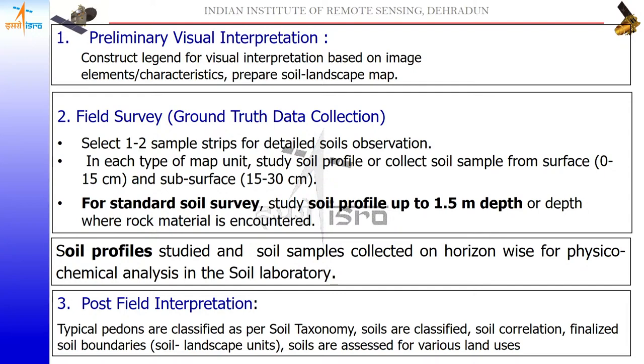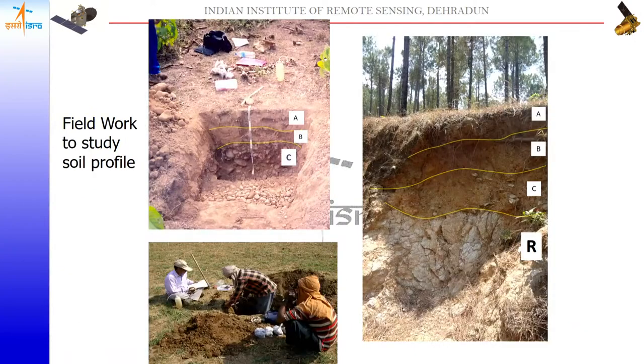And then the third stage is post field interpretation. Then again you come to the office, and with the soil chemical data you have analyzed and the preliminary field visual interpretation you have done, now you make the final interpretation, and we call it post field interpretation, to prepare the soil map.